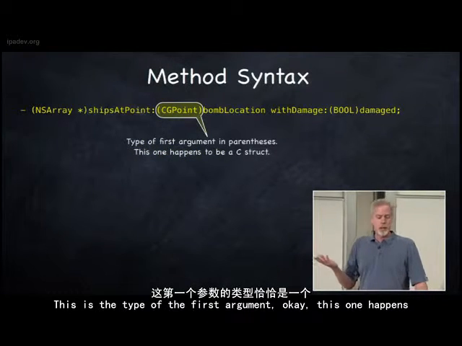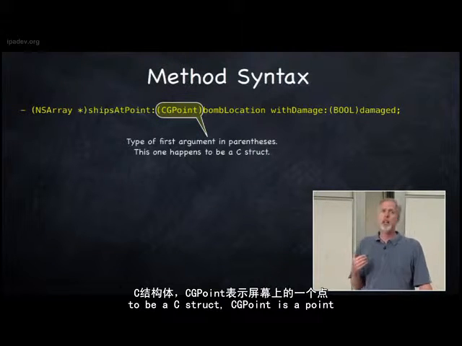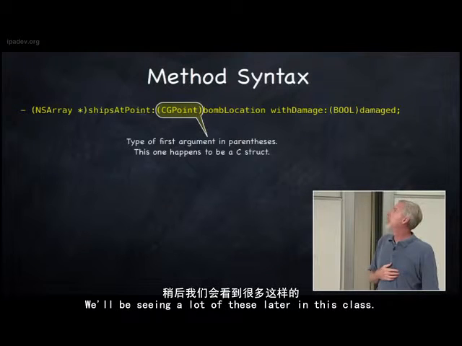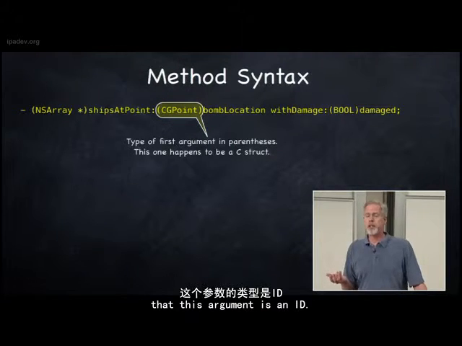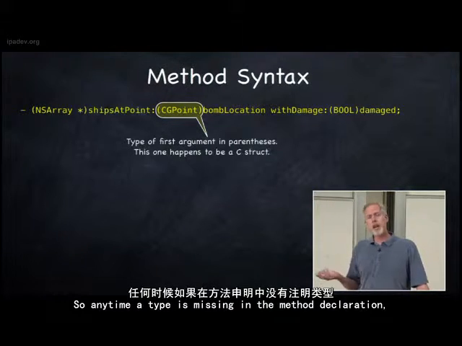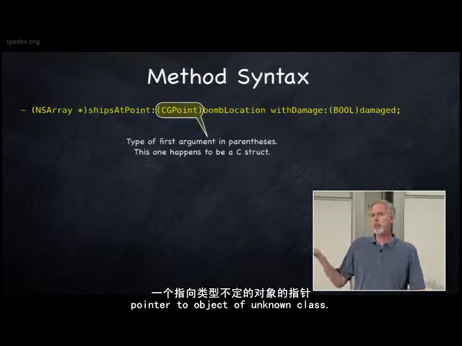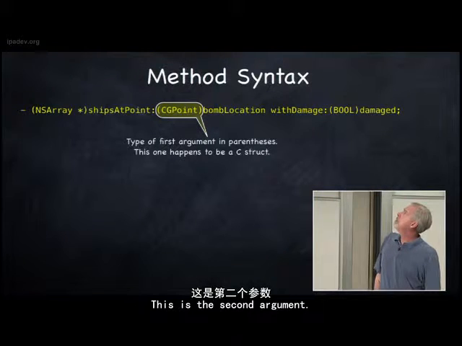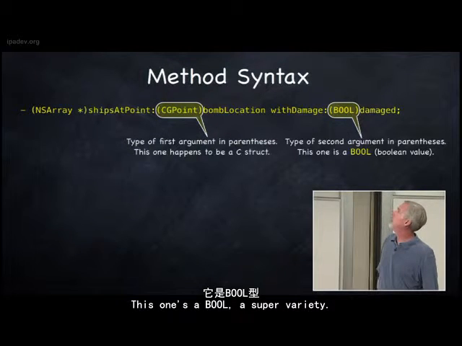This is the type of the first argument. Okay, this one happens to be a C struct. CGPoint is a point on the screen, a graphical point. You'll be seeing a lot of this later in this class. If this is missing, that also means that this argument is an id. So anytime a type is missing in the method declaration, it means the argument is of type id. In other words, pointer to object of unknown class. This is the second argument. This one's a BOOL, just for variety.